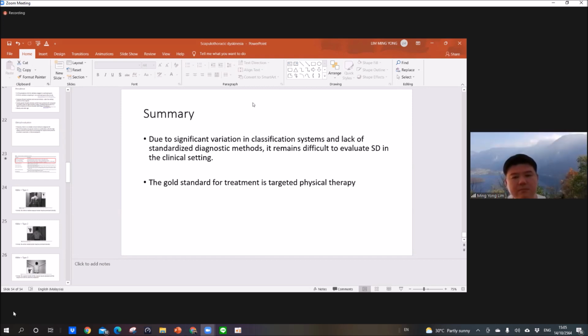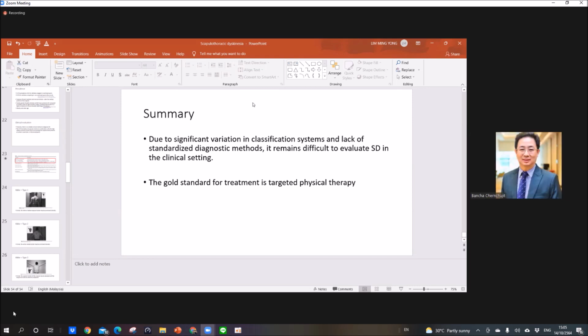And also the periscapular muscles. That takes a long time to get better, and some patients are very difficult to deal with, especially if they have some syndromic problem. So sometimes it's very difficult, and some need to end up with scapulothoracic fusion. Okay.